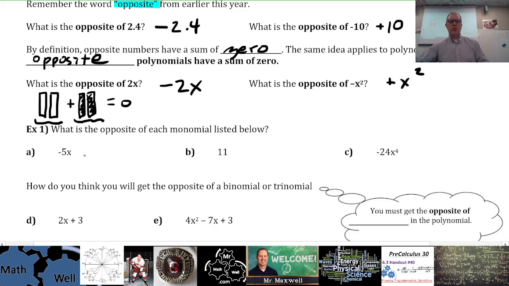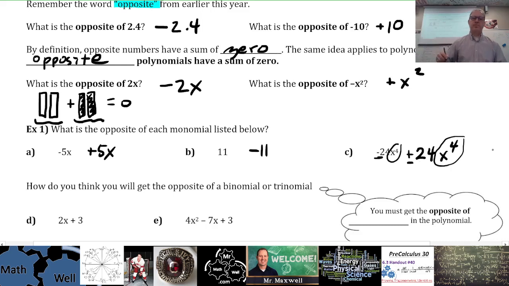Let's go through these pretty quick. That's going to be positive 5x. Positive 11 is going to be -11. And -24x to the 4th is going to be positive 24x to the fourth. So you don't change the variable part at all. You don't change that. You just change the sign on the number in front. Okay?